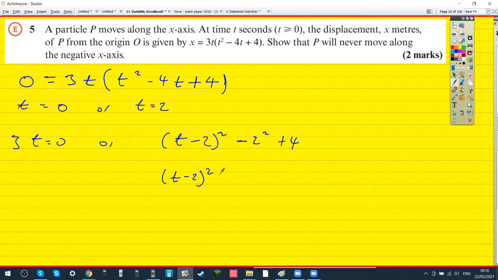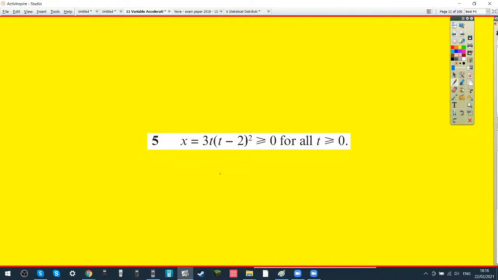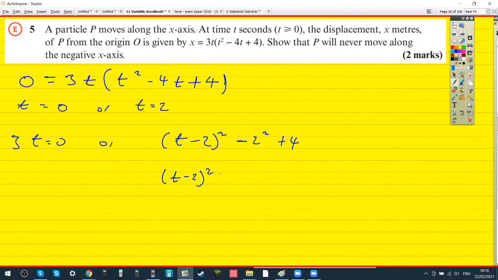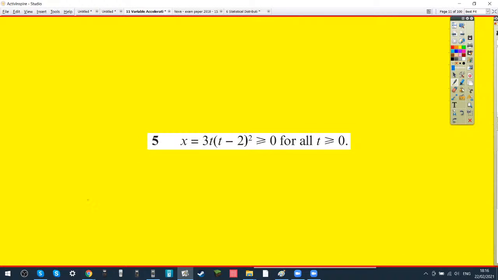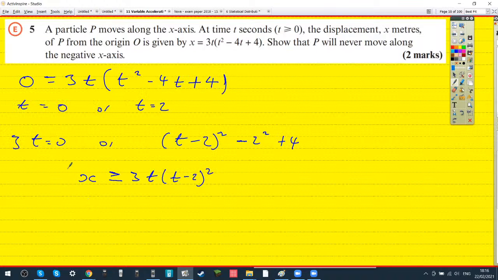And that's how we're getting t is greater than or equal to. That's not showing anything. That's just saying it. They just wrote it in the completed square form, right? So x is greater than or equal to 3t times this for all values of t, because t can't be negative. T numbers, and then t is greater than or equal to 0. All right. Weird.